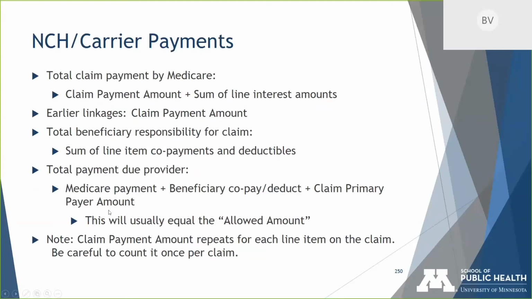And again, the total payment due to provider will have all of the components. It will have the Medicare payment, the beneficiary payments, the claim primary payer amount. And again, this is usually equal to the allowed amount. So here it's really the most simple to work with. You can look at the allowed amount, which is what Medicare intends for the provider to receive. Given the way the file is structured, if you did have multiple lines per claim, just don't sum the claim payment amount. Make sure that you're only counting it once per claim.